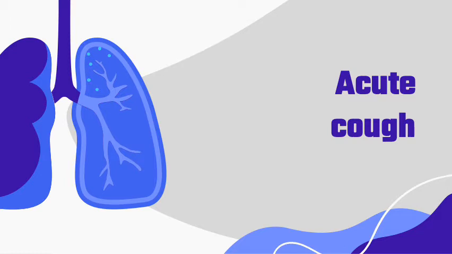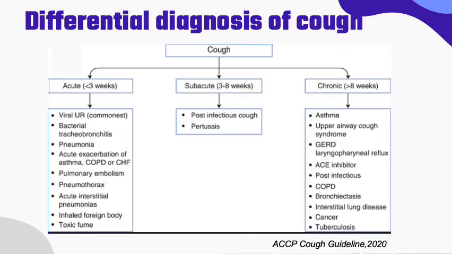Let's look at the most common respiratory diseases associated with acute cough. In considering the various differential diagnoses of cough, the American College of Chest Physicians will remind us that it's important to have an idea of the timeline whether a cough is acute, less than 3 weeks, or subacute, 3 to 8 weeks, because their etiologies will be different from chronic cough lasting more than 8 weeks.